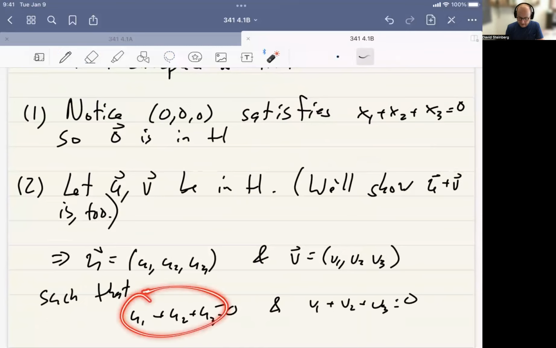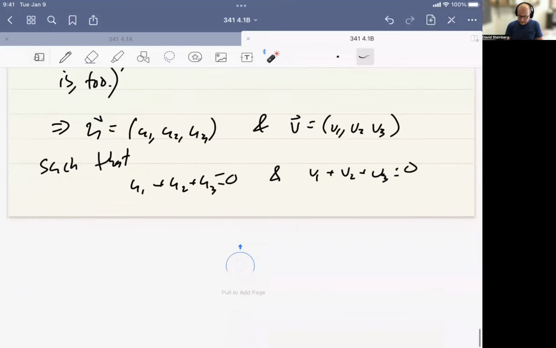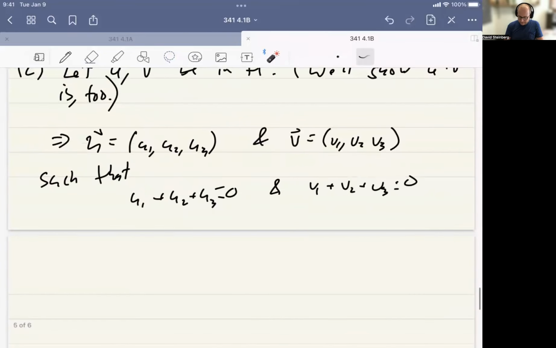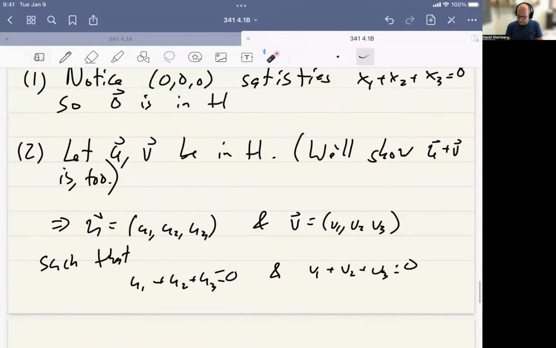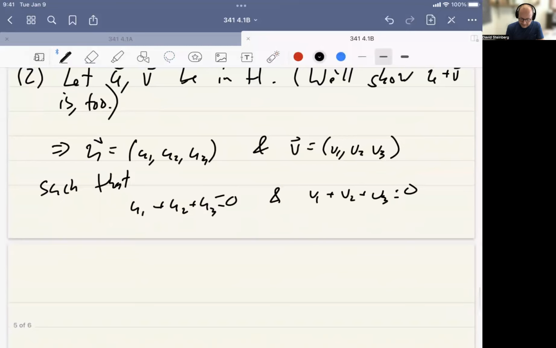And notice this isn't a vector equation. u is the vector with these coordinates. I'm saying that out loud for myself so that I don't accidentally put a little arrow over that u3. But what are we trying to do? We're trying to show that the sum is also in H. So we should look at what happens if we add these two equations together.